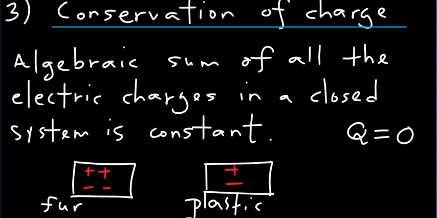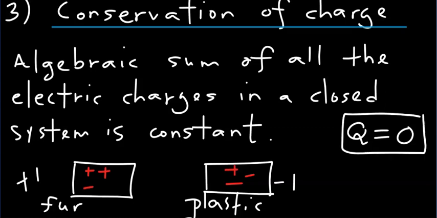Next, let's rub the plastic rod with this fur. Now in that process, what happens is that a negative charge from that fur will get transferred into the plastic rod. So the plastic rod gains a negative charge. So now you see the fur has a net charge of plus 1, and the plastic rod has a net charge of negative 1. However, the net charge of this closed system that consists of fur and plastic rod is still 0 coulomb.